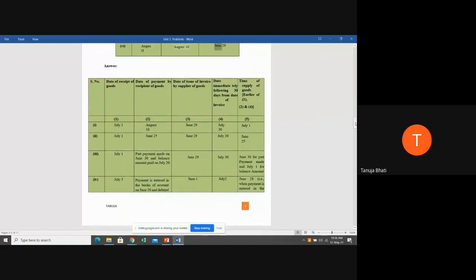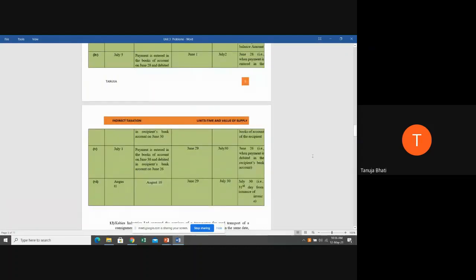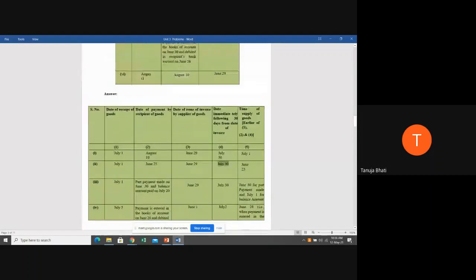So what we have done in our solution is, we have just added one more column so that it becomes very easy to compare. So whatever answers are given by all are the correct answers. So we have written July 30th, July 30th, July 30th, June 2nd, July 30th, and July 30th. Okay. Now, what is our next step? Our next step is only to compare these three dates, and then we get the time of supply of goods in case of reverse charge.